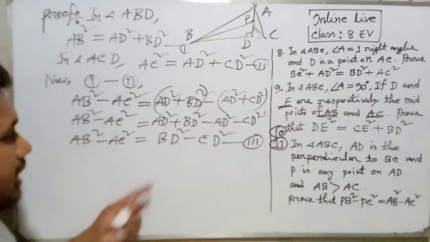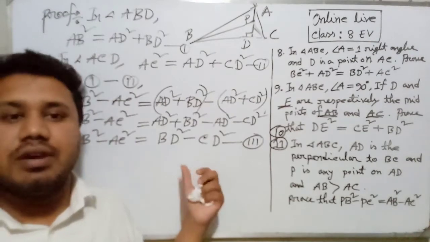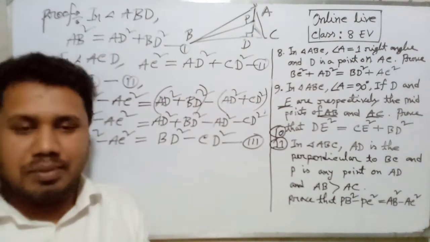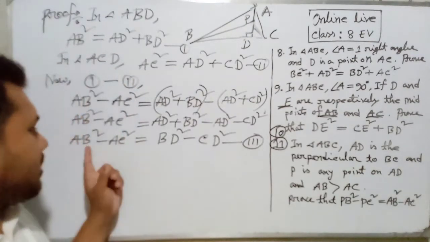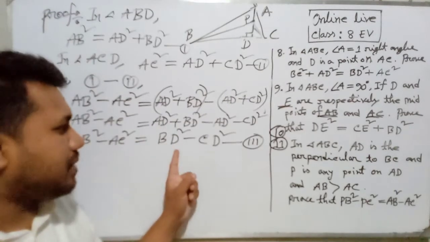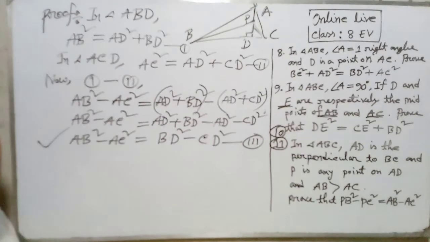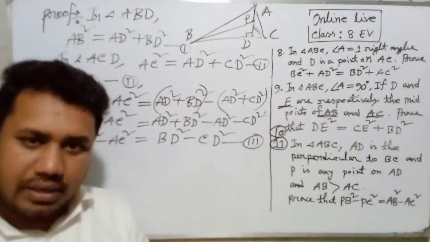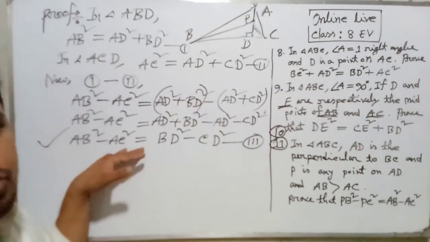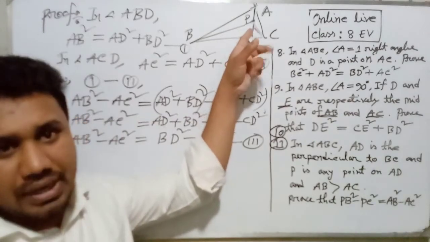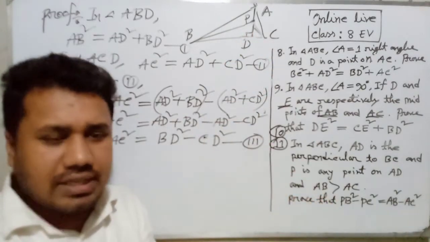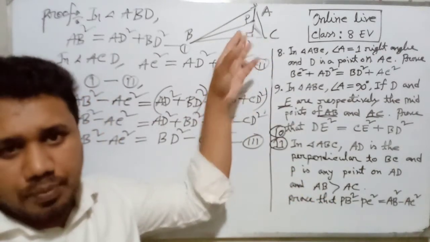Look dear students, this equation number 3 is the question of problem number 10. Problem number 10 says prove that AB square minus AC square equals BD square minus CD square. So for problem number 10, you just have to write this, because there is no point P. And number 11 is just an extension, where P is on AD.